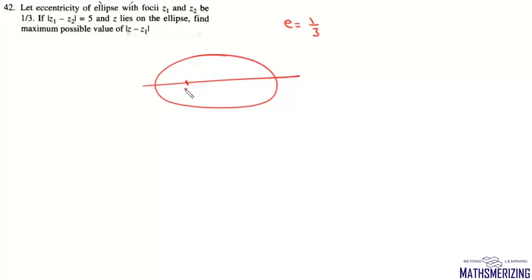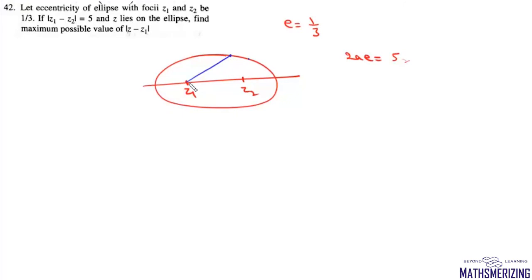Now the next question is: let the eccentricity of an ellipse with foci Z1 and Z2 be 1 by 3. So we have an ellipse whose eccentricity is 1 by 3. If mod of Z1 minus Z2 is 5, that means the distance between the foci is 5. This is Z1 and this is Z2, so 2ae is equal to 5. And Z lies on this ellipse. Find the maximum possible value of mod Z minus Z1, which is the distance of Z from Z1.